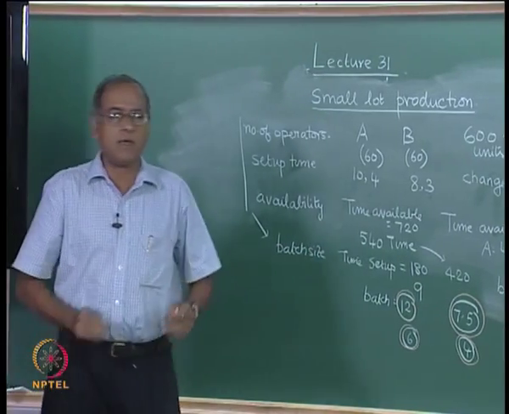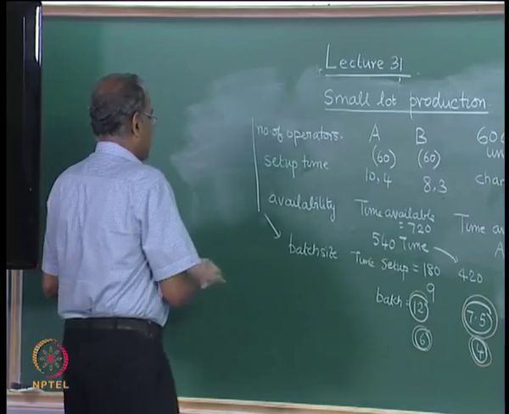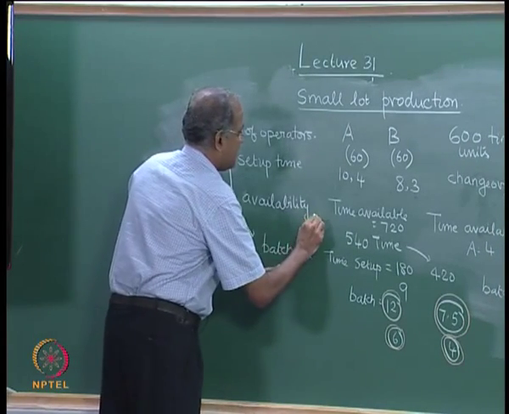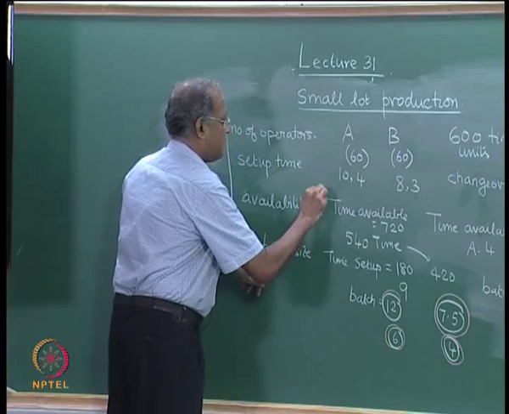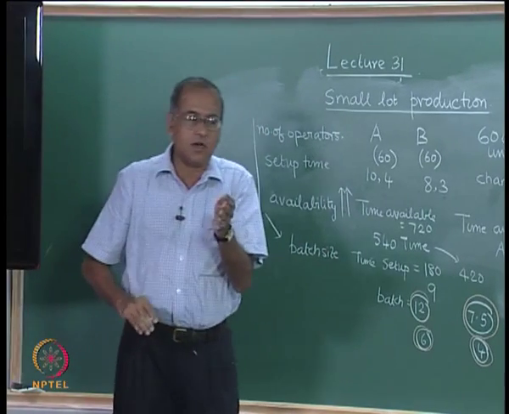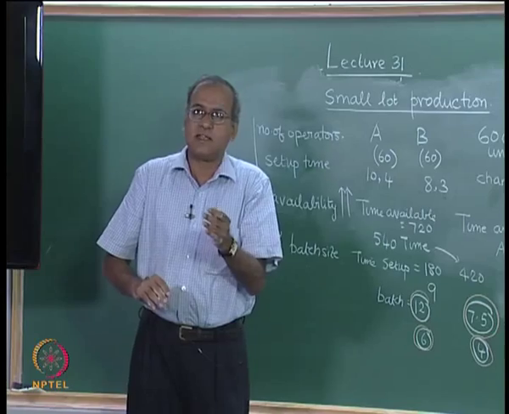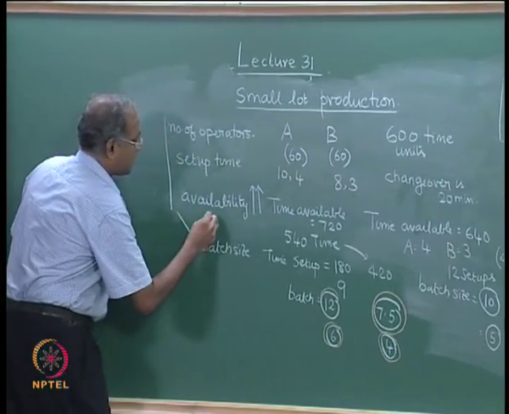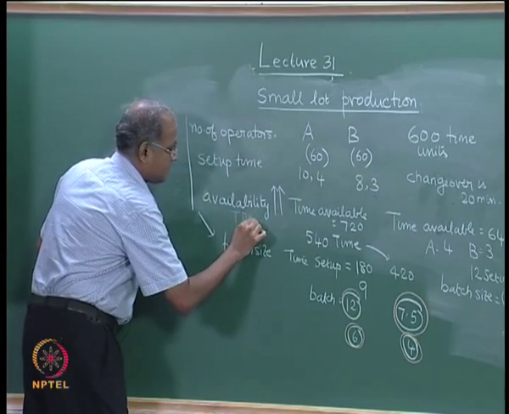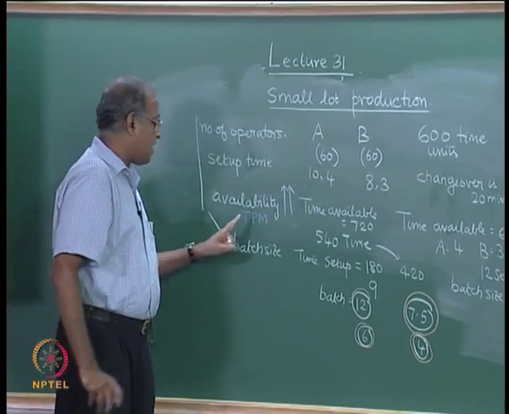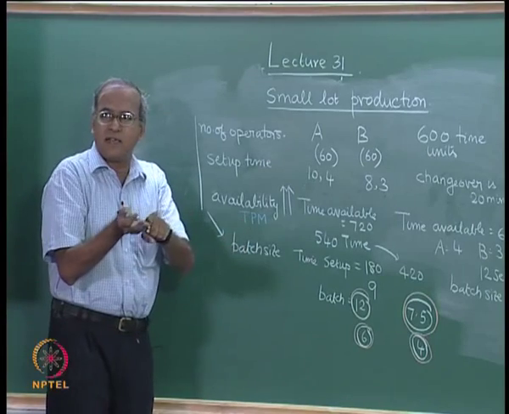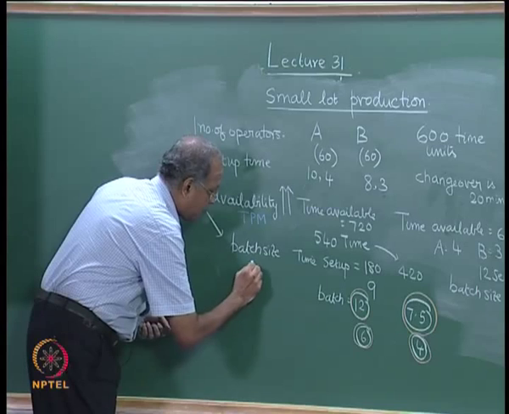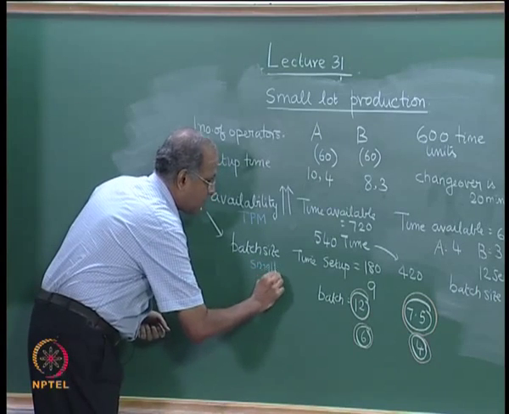So, if we want to make smaller runs, the batch size should be small. In order to do this, the availability has to go up, and we also in this lecture series have seen that TPM is an extremely important aspect of JIT systems. So, having good TPM systems increases the availability, which in turn helps us to achieve smaller batch size and smaller run.